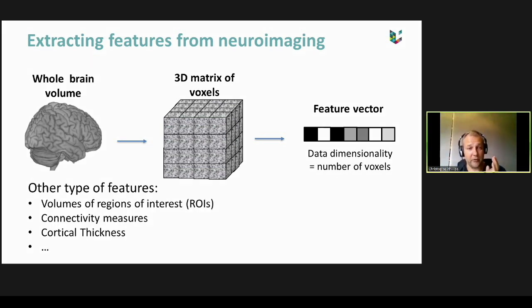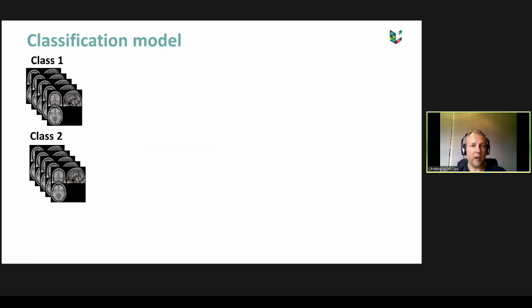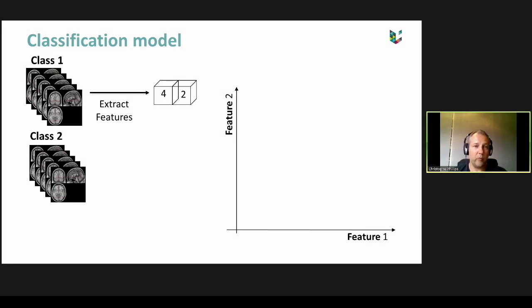There are other types of features, of course. You can either look at the whole brain, or you can look at a subset part of the brain, a region of interest. You can include connectivity measures, cortical thickness, or whatever you fancy. The point is that the data associated with one sample, one individual, for example, will be represented as a single feature vector. So my classification model, to give you a very simple example, where I have two features per brain image. So I extract only two values from each image, from each subject.